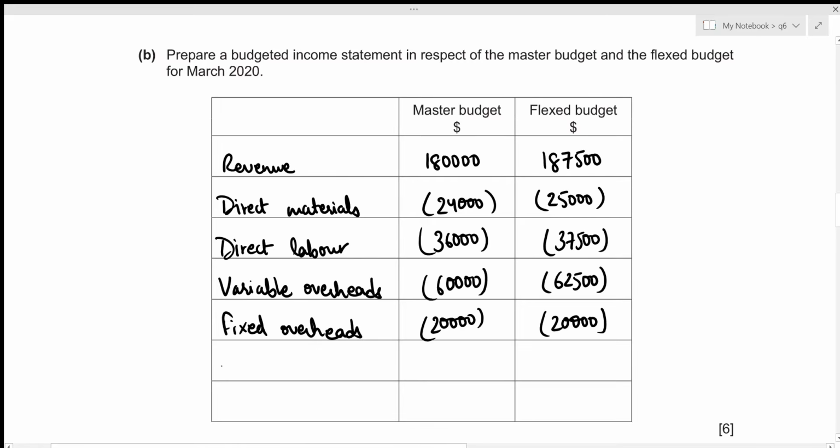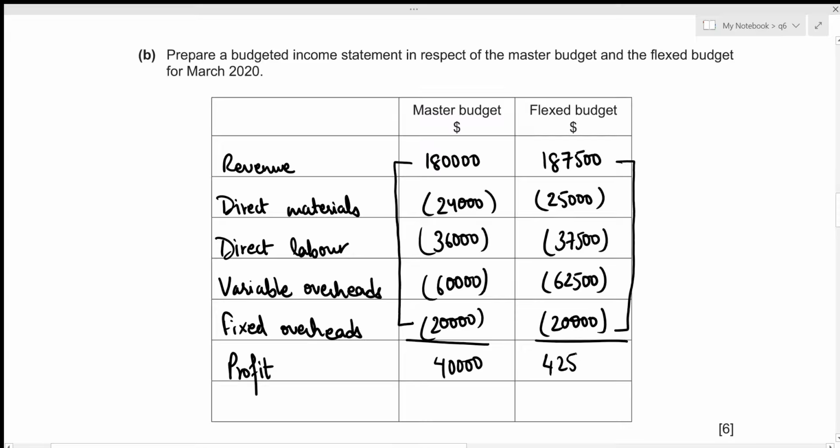Now we can easily figure out our profit. For master budget, that's just going to be the sum of these 5 values. That's 180,000 minus 24,000 minus 36,000 minus 60,000 minus 20,000, which results in the value of 40,000. And for flex budget, that's the sum of these 5 values. So that's 187,500 minus 25,000 minus 37,500 minus 62,500 minus 20,000, which results in the value of 42,500. Alright, this concludes our budgeted income statement as well as the second part of this question.